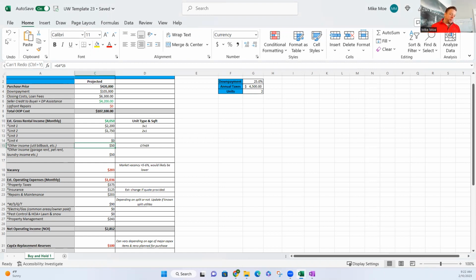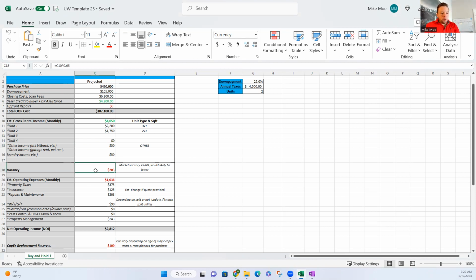So that could be anywhere from pet fees, move-in fees, RUBS, which is billing back for utilities. There's a whole slew of other fees that typically come with owning a rental or other income, laundry income, parking, got a garage, you want to rent it out, whole slew of different things. But just to be safe, you can estimate $25 per unit in each one of these categories for other income.